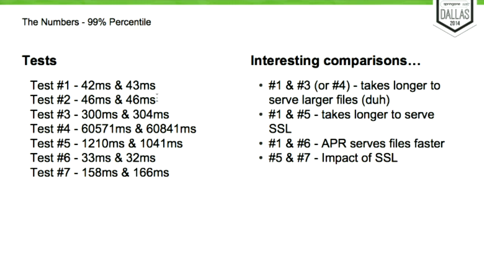And so we can draw some similar conclusions to the last one. Like it takes longer to serve larger files. The latency goes up on that. And SSL impacts our latency as well. And again, using APR lowers the latency for normal and with SSL.